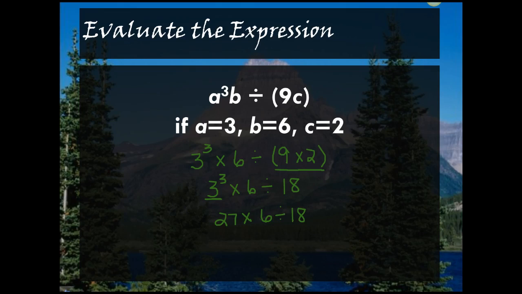The first thing that we'll have to solve is 27 times 6. 27 times 6 is 162. That leaves us with 162 divided by 18. 162 divided by 18 is 9. Our final answer equals 9.